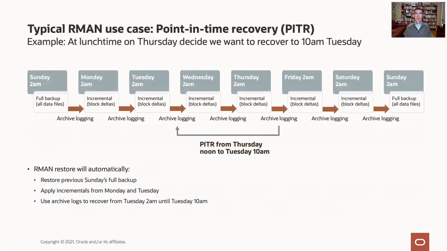So this slide illustrates a point-in-time recovery. And in this example, we're using a typical backup strategy involving these weekly full and daily incremental backups. And let's say that at lunchtime on Thursday, we decide to recover to 10 a.m. on Tuesday. And that's what you tell RMAN to do. What RMAN does behind the scenes is it restores the previous Sunday's full backup. It applies the incrementals from Monday and Tuesday, and it uses the archive logs to recover from Tuesday at 2 a.m. till Tuesday at 10 a.m. So far, so good.